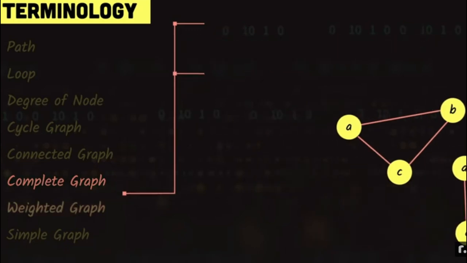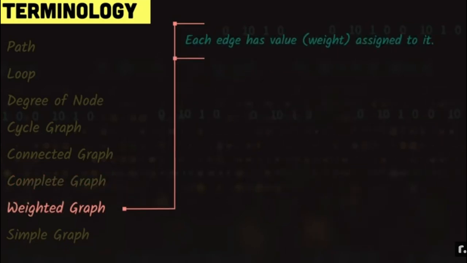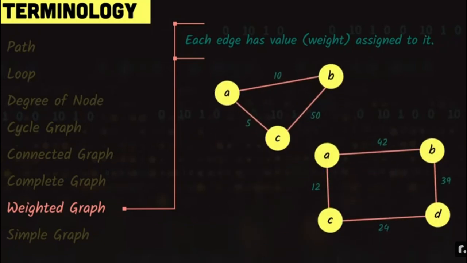Alright, so next we have a weighted graph. A weighted graph is a graph where we have a value or weight assigned to an edge connecting two different nodes. So if you look at these two graphs, you can see that we have a weight written on top of each of the edges. So both of these graphs are weighted graphs.